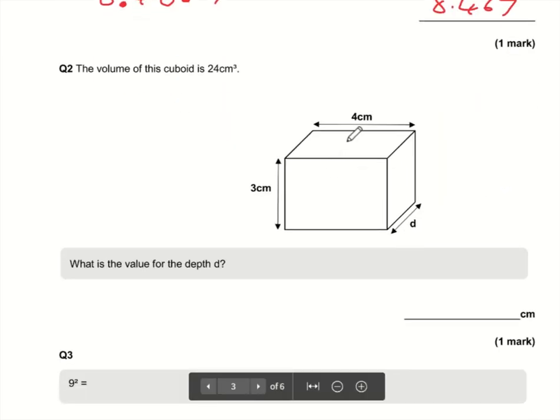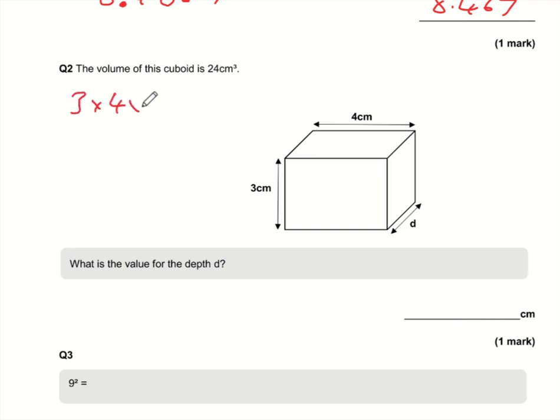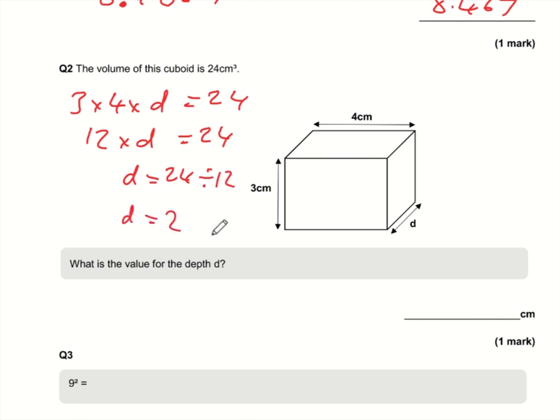Okay, so the volume of the cuboid is 24 cubic centimetres and we want to work out its depth. Now 3 times by 4 times by d is what we would do to work out this volume. So 3 times 4 times d equals 24. Now 3 times 4 is 12. So 12 lots of d is 24, so therefore d is going to be 24 divided by 12, so d is 2. And we can double check that. 3 times by 4 times by 2, 3 4s are 12, times it by 2, we get 24. Perfect.